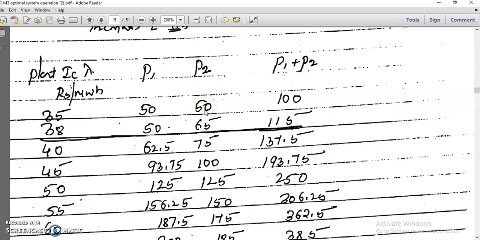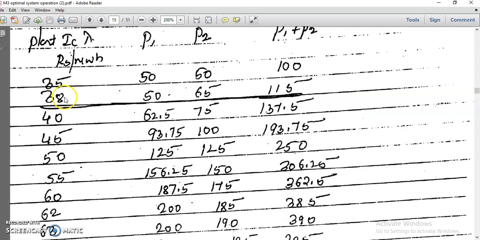This is nothing but the constraints. If it is taking a value less than the minimum limit, take the minimum limit only. More than that, no problem. Because the minimum limit is 50, the plants won't operate below it. Even though we are getting P1 less than that, we take 50, and P2 we are getting 50, no problem. So 50 plus 50 will be 100 megawatt. Total demand will be 100 megawatt.